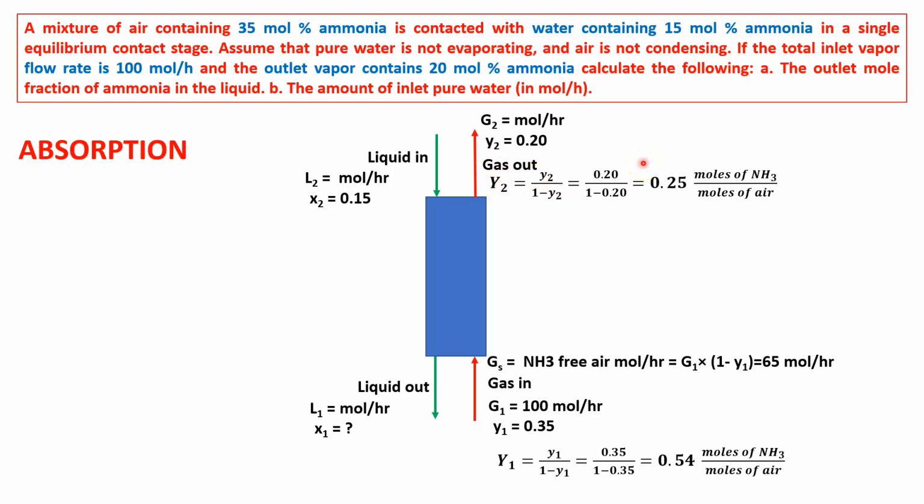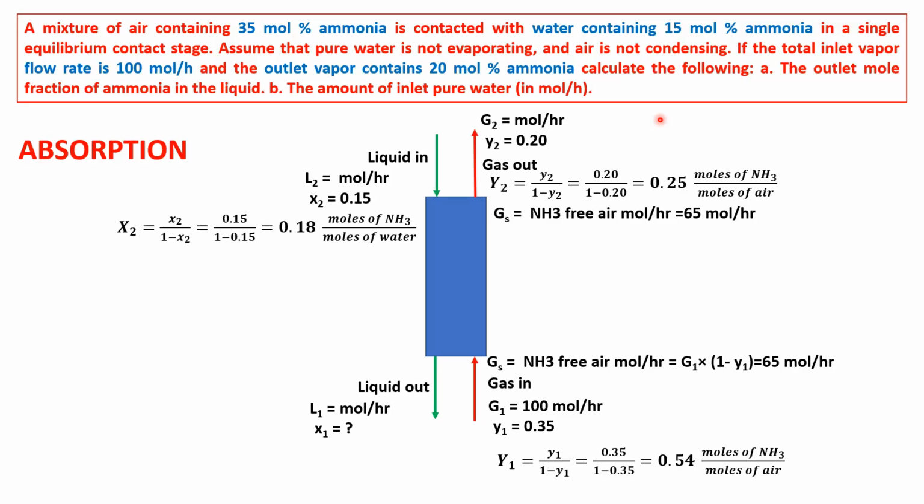Now first we have to calculate the Gs, meaning ammonia free air in mole per hour. That is nothing but G1 into 1 minus Y1. If I plug in the Y1 value 0.35, G1 is 100 into 1 minus 0.35, so that is 65 mole per hour. That is ammonia free air in mole per hour, so that will be fixed. Inlet and outlet, Gs at the outlet, ammonia free air, is also 65 mole per hour.